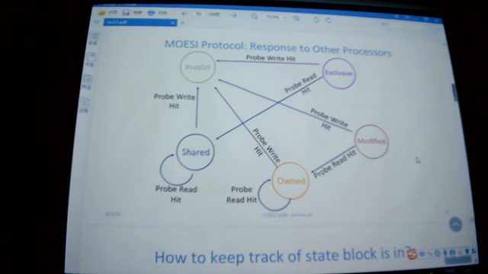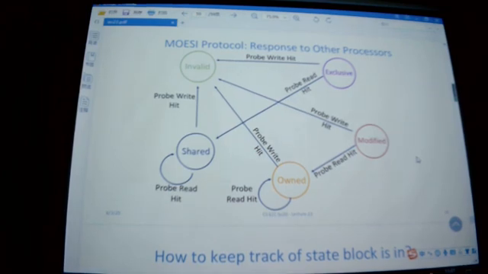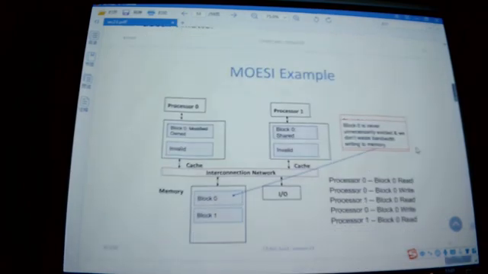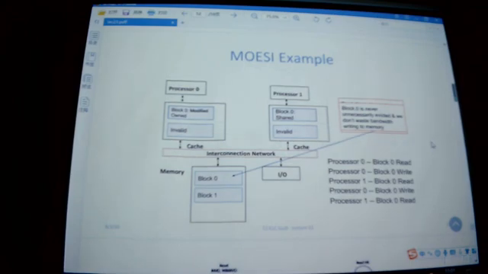Okay, this is the response to other processors. We can see prime. If we have prime write, we can become exclusive to invalid. Okay, this is the table we have added on the state. Okay, this is a MOESI example. So block 0 is never unnecessarily evicted, and we don't waste bandwidth writing to memory. This is the current state.